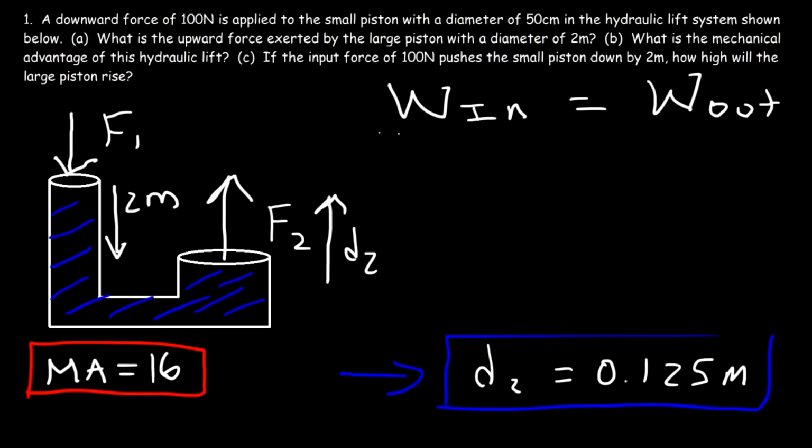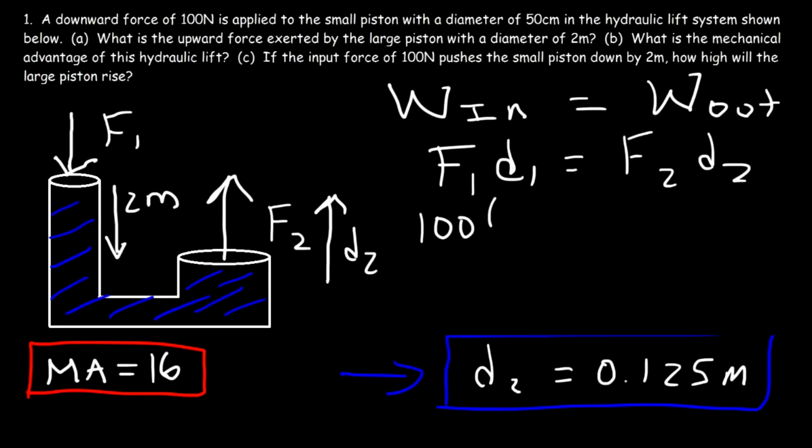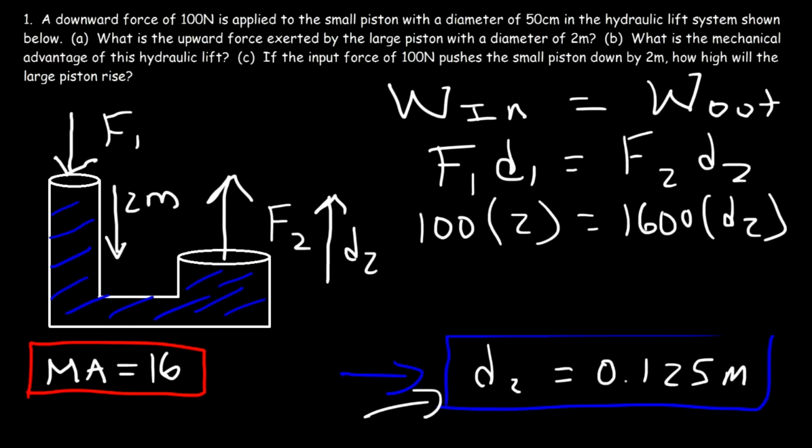So the work done by the input force is just force times displacement, F1 times D1. The work done by the output force is going to be the same, F2 times D2. So we applied a small force of 100 newtons for a distance of 2 meters. And so the large force of 1600 newtons will be applied for a shorter distance of 0.125. So it's going to be 100 times 2 divided by 1600. And thus that will give you the same answer of 0.125 meters.